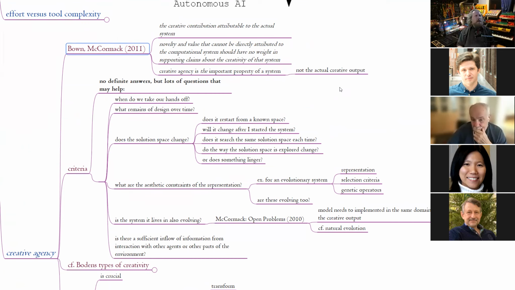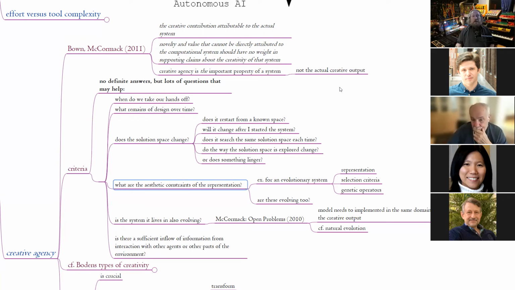And what are the criteria for this? It's sort of hard. There are no definitive answers, but some questions that may help are: when do we take our hands off the system and what happens then? What remains of our design over time? Does the solution space change? Does it restart each time we run it? Will the way it's explored change? Will there be some internal state, something that lingers? Will it actually evolve over time?